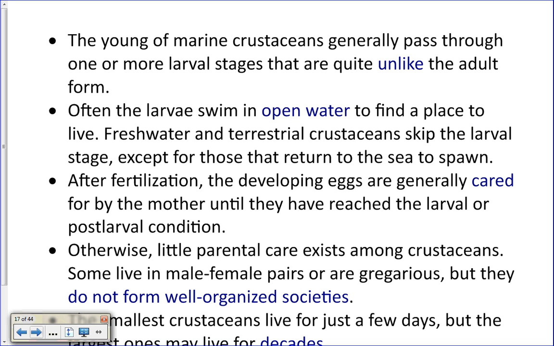Once they get into the open water, they'll pass through several larval stages that probably won't look anything like the adult form. And once they pass through these larval phases and reach a certain size, they will probably settle down onto the bottom if they're a larger type of crustacean, and go through several molting stages in order to grow to be larger.